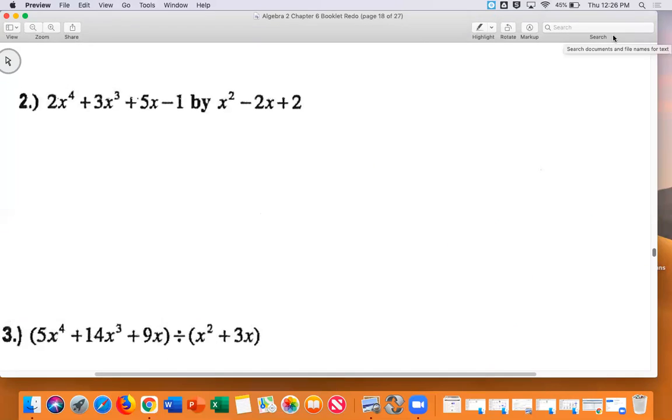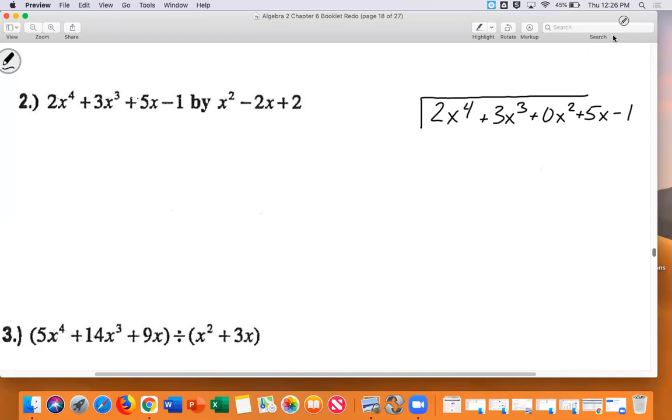Again, in number 2, we have our house. In the house, we have 2x to the 4th plus 3x cubed plus 0x squared plus 5x minus 1. And then outside is x squared minus 2x plus 2.